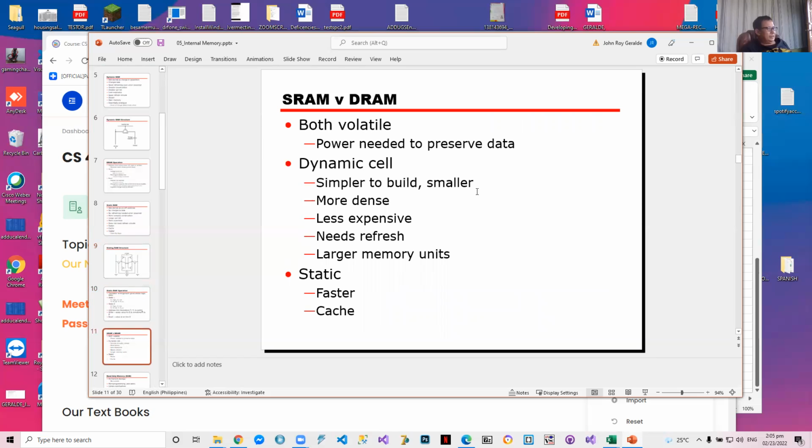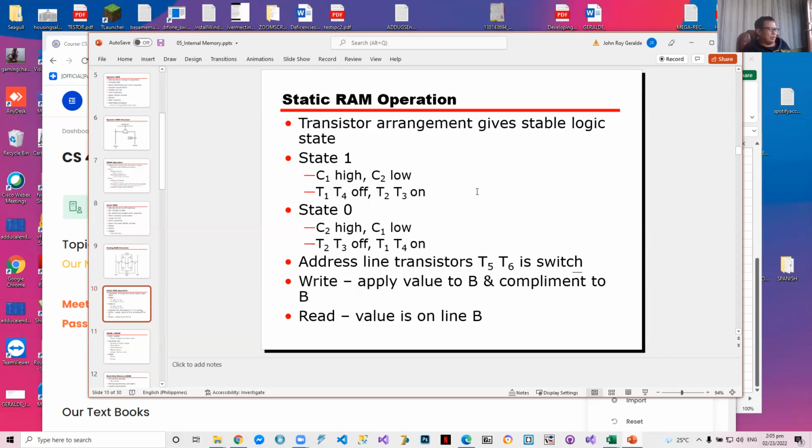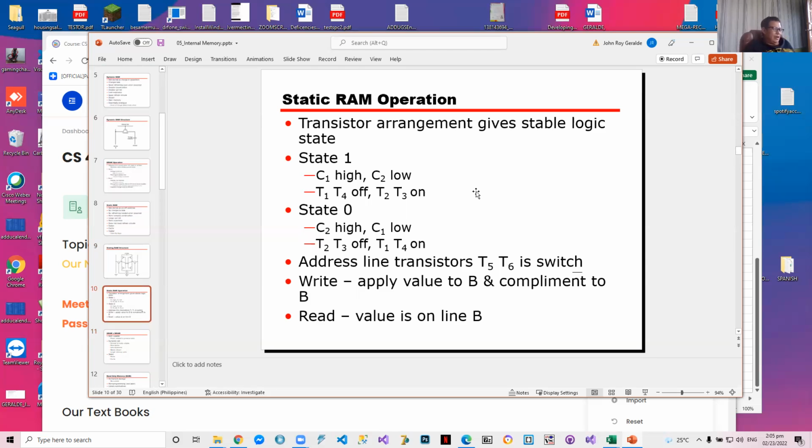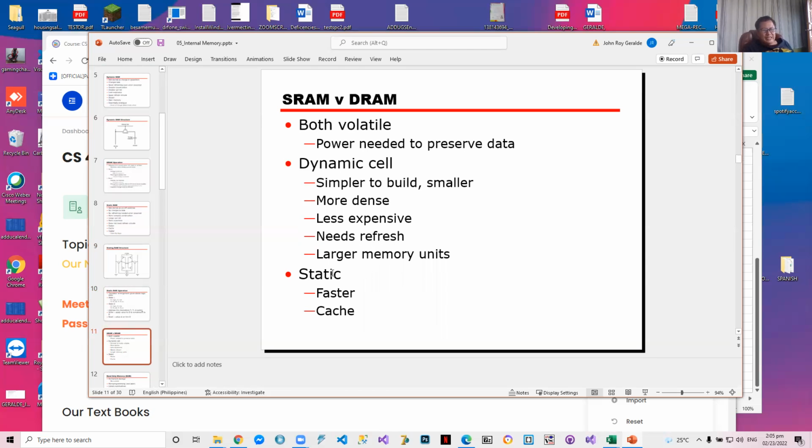Okay? So here's a comparison. Both are volatile. The dynamic cell, or the DRAM, is simpler to build because there's only one transistor and one capacitor, unlike here, where we have 6 transistors. Do you follow? It's more dense, which means it can become very small. More capacitors and transistors can be put into one small area. This is less expensive and this needs to refresh during a read.